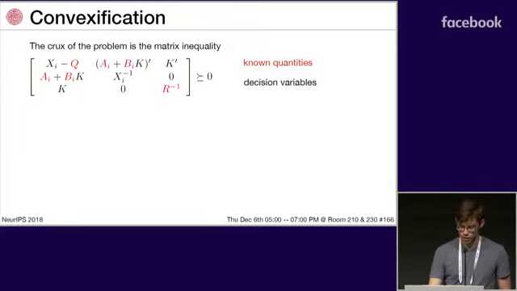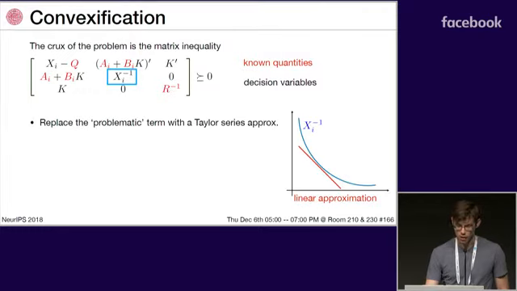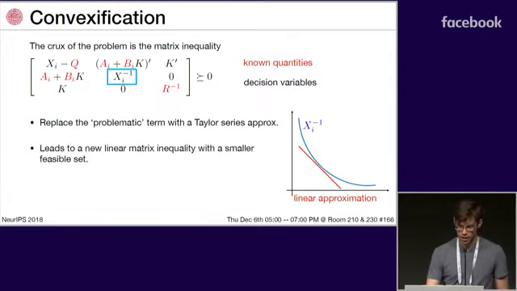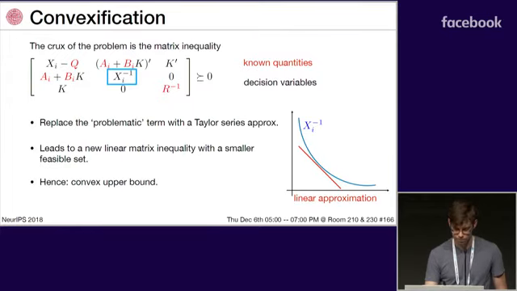And it looks pretty nice, it looks close to being linear, but there's this pesky matrix inverse here in the middle. So we just replace that with a first order linear approximation, and that obviously gives us a linear matrix inequality, which is convex. But more than that, because this linear approximation lower bounds the matrix inverse, it also leads to a smaller feasible set, and it's this smaller feasible set that gives us our convex upper bound.